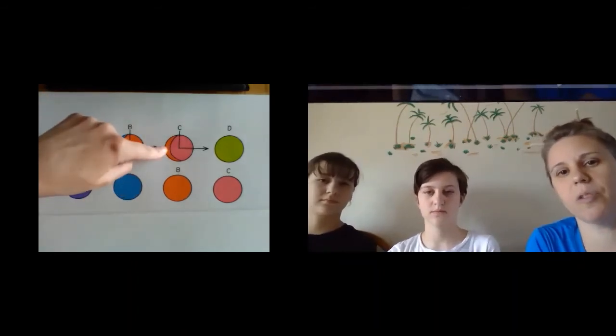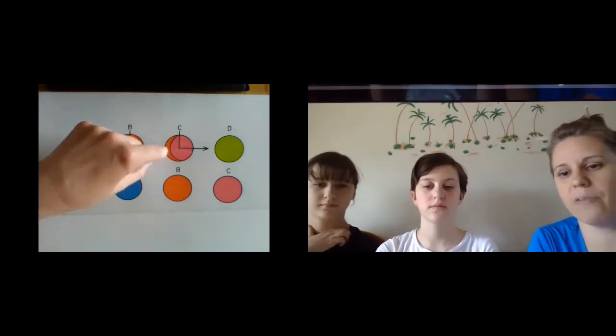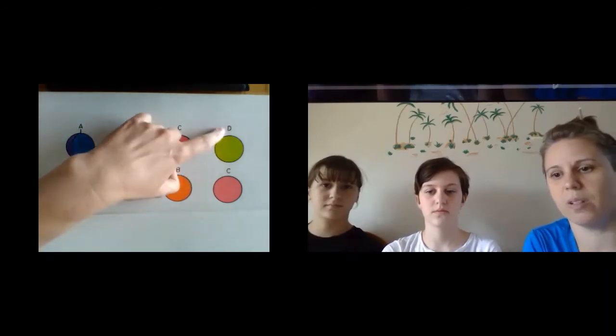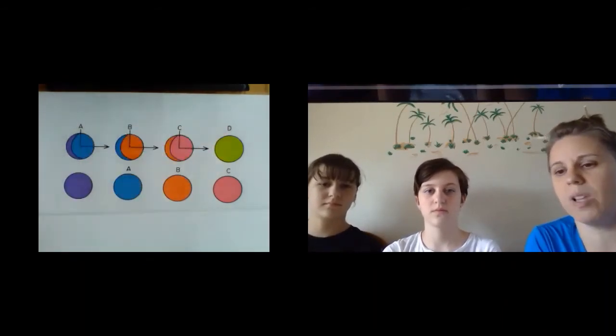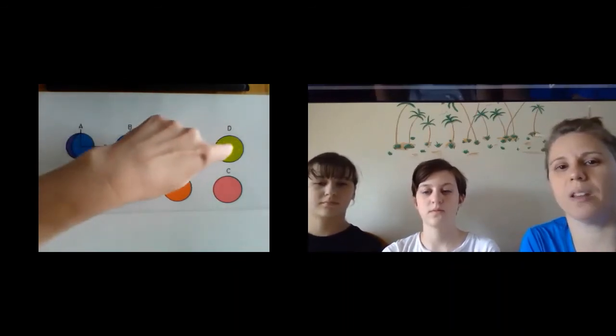The orange people moved over to this land. The pink people used to live here. Now the pink people have to move out of the way. The pink people move over here to where the D people, the greenish people, were, and the C people, the pink people, push them out of the way.